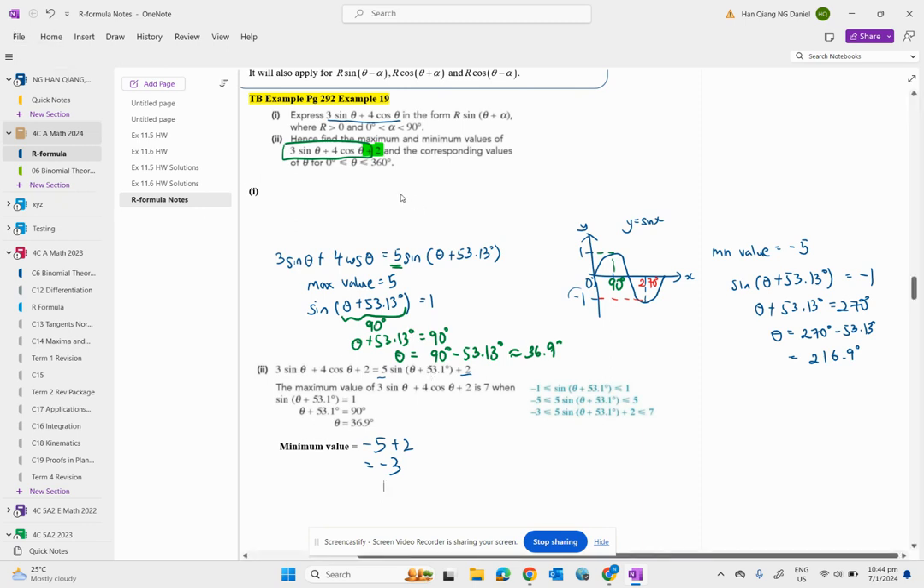So for the corresponding values of theta for both the maximum and minimum value, it will be the same as what I've gone through earlier. So that's it for here.